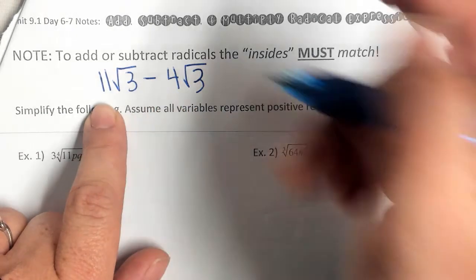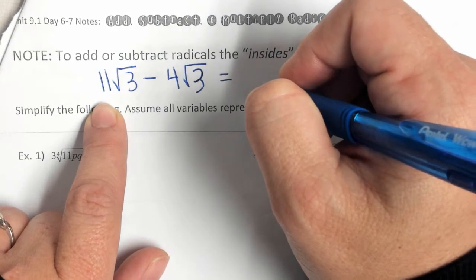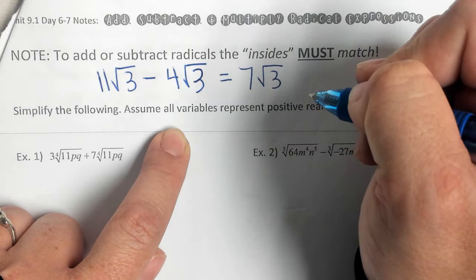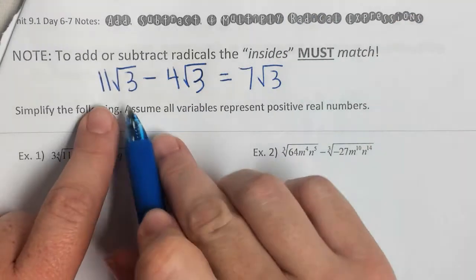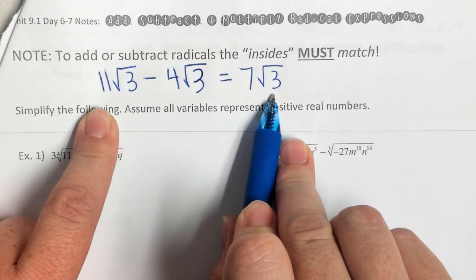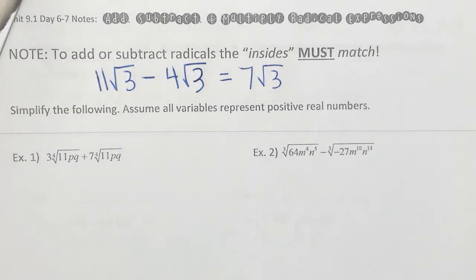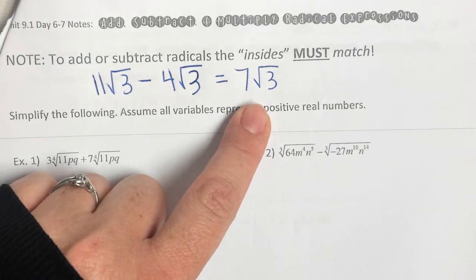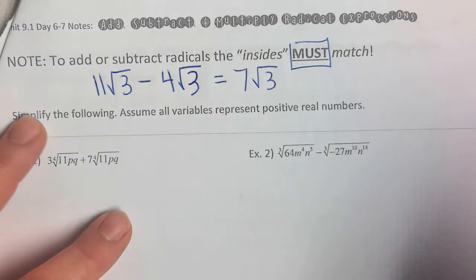What's 11 minus 4? 7. Good job. Okay. So you'll notice that the radicals stayed the same. The only thing that changes is the number in front. It's almost like variables, y'all. If this was 11x minus 4x, wouldn't it be 7x? Yeah, same concept. Okay, so knowing that, your insides must match.